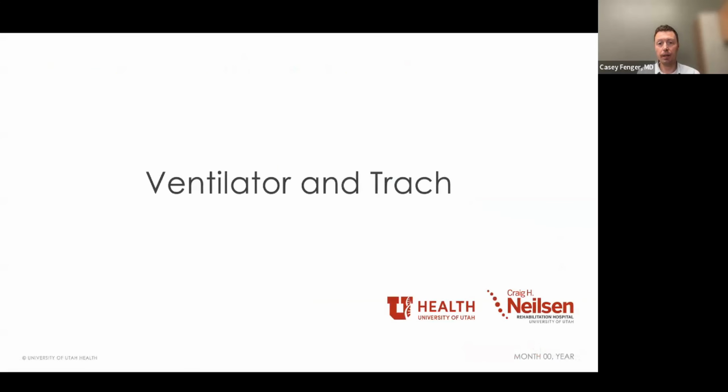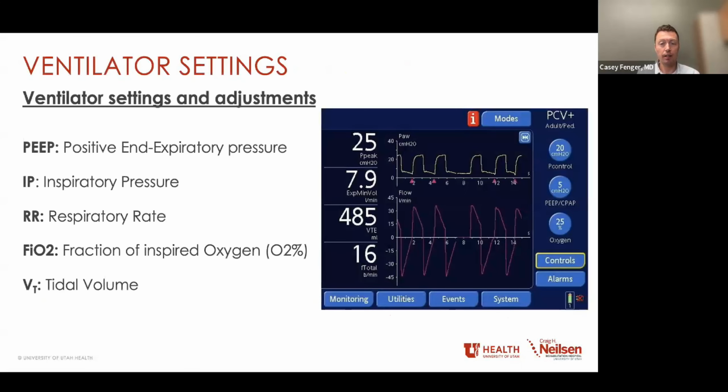So now talking about ventilator and trach, just kind of basics. Those of you who have done MICU rotations, maybe some OR rotations or anesthesia rotations, maybe are somewhat familiar with some ventilator settings. These are the base ones, the main ones that we use in inpatient rehab.